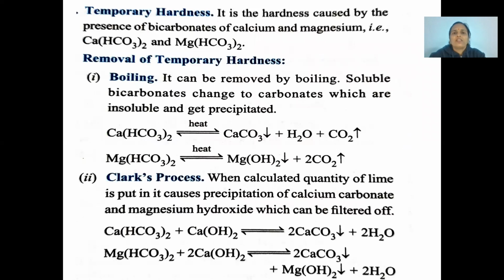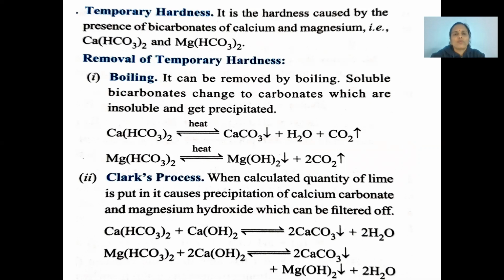Temporary hardness. It is the hardness caused by the presence of bicarbonates of calcium and magnesium, Ca(HCO3)2, Mg(HCO3)2. Let's see the removal of temporary hardness methods. First is boiling. It can be removed by boiling. Soluble bicarbonates change to carbonates which are insoluble and they get precipitated. So Ca(HCO3)2 on heating gives CaCO3 + H2O + CO2. Mg(HCO3)2 on heating gives Mg(OH)2 + 2CO2.